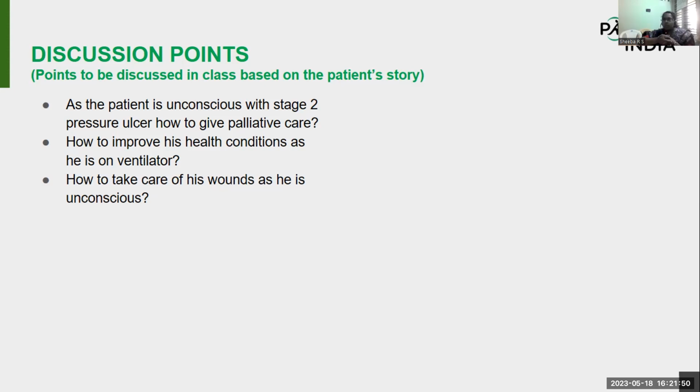So the third question: how to take care of his wounds as he is unconscious. The same way we need to take care of this patient. So stage 2, this is unconscious. For a normal patient also, stage 2 management is to clean with normal saline. There is no ulcer, only peeling of skin. So you can clean with normal saline and cover the area, and prevent further pressure on that area. That way we can prevent further induration.